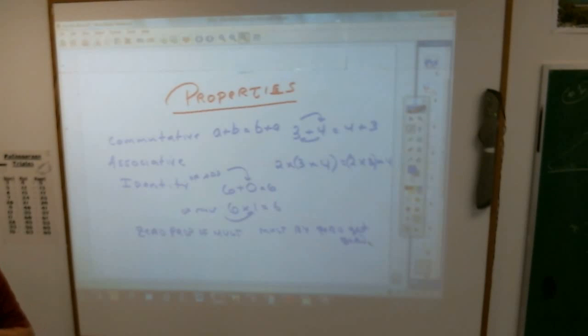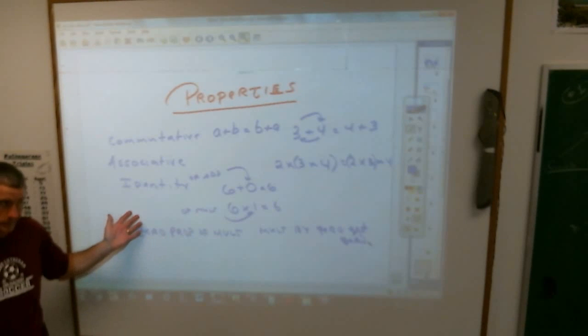Look at letter A. 4 times 1 equals 4. What property that we have written down here is that? Look for the one that most resembles that. What are we doing there?